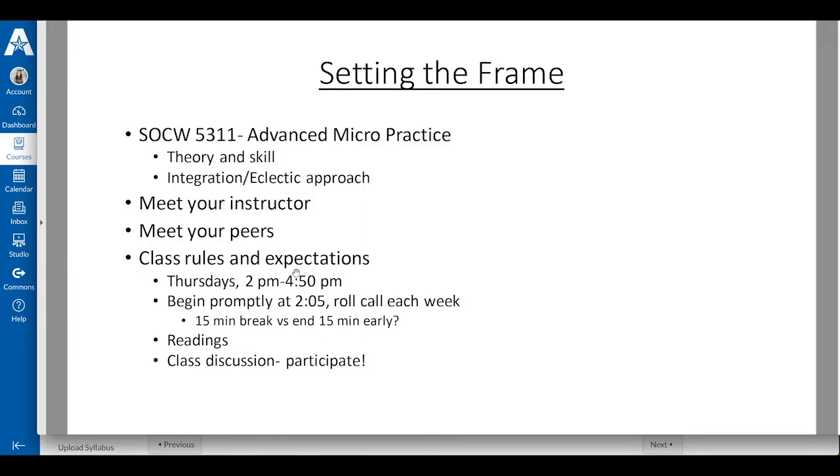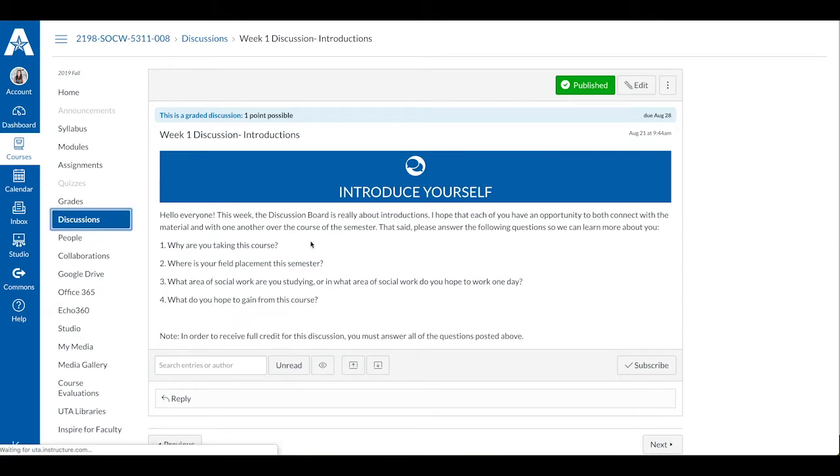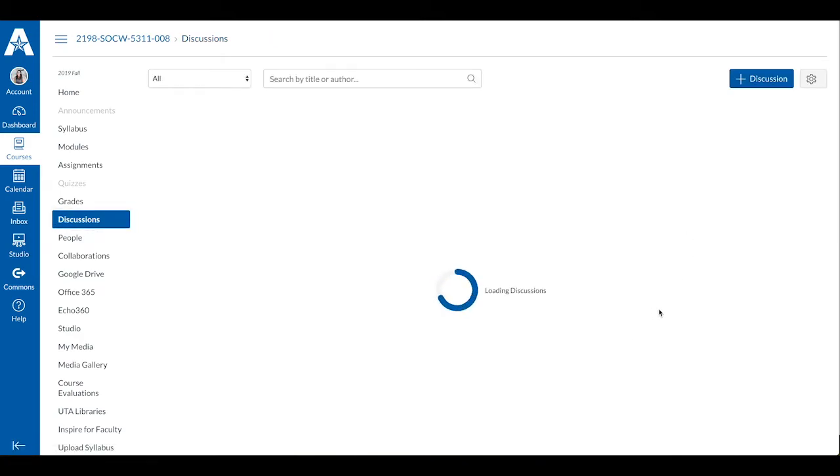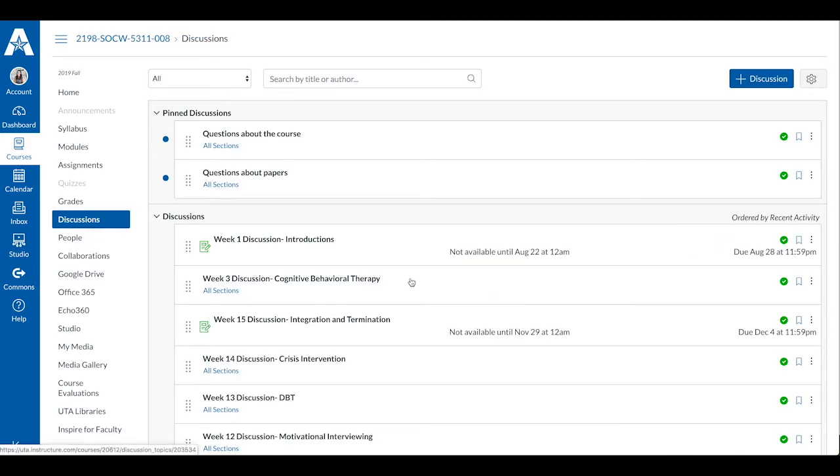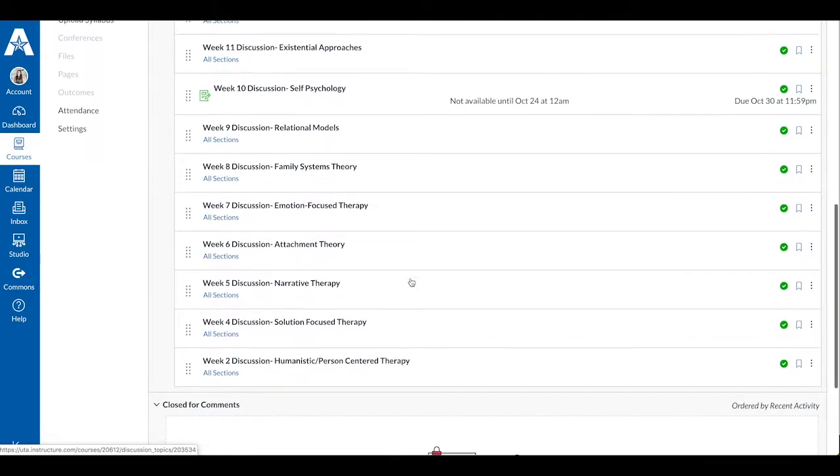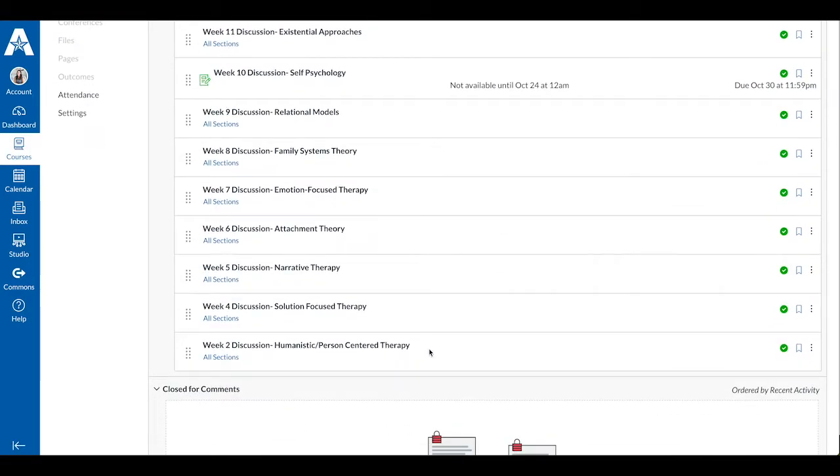Other class rules and expectations. I expect you to do the readings, and then I expect you to participate in the class discussion. I understand that not everyone is a verbal processor in the moment. Some people are shy, and that's why there's this discussion section for you. So if you prefer not to talk in class, go to these discussion questions and post online.